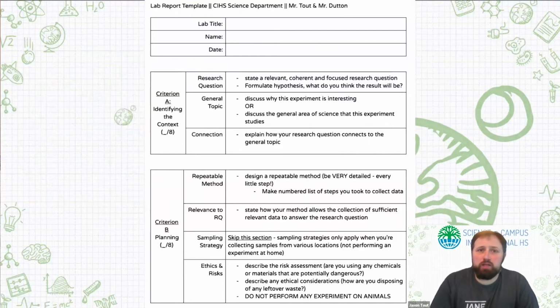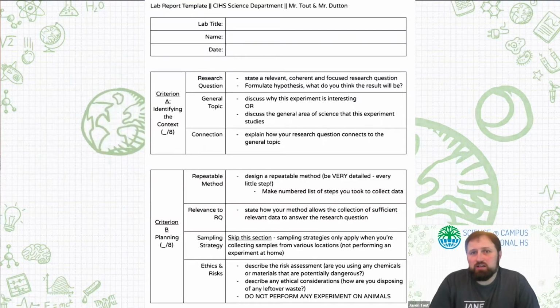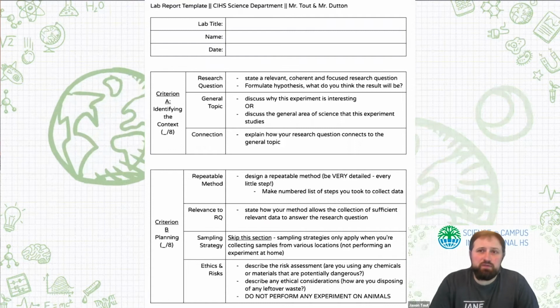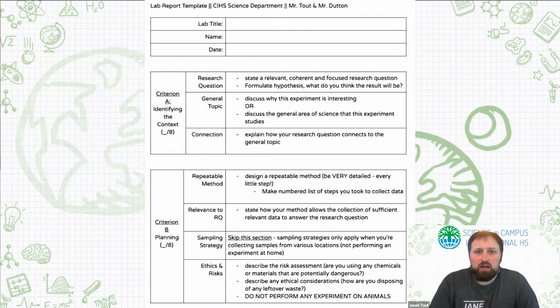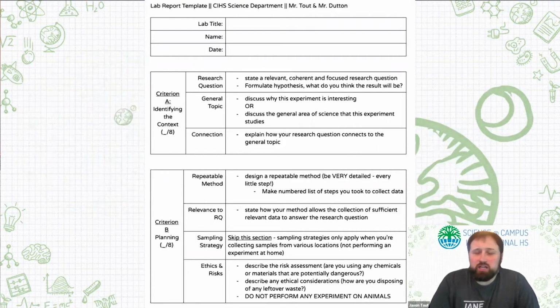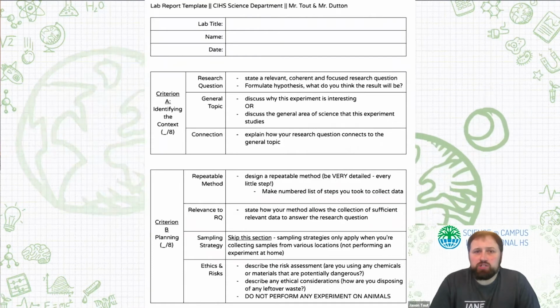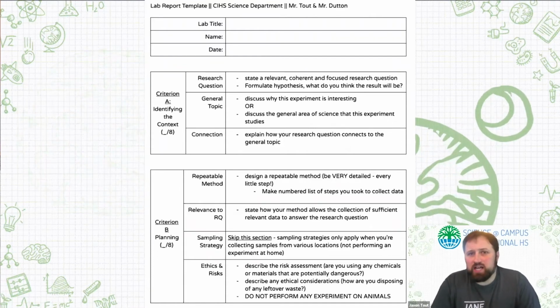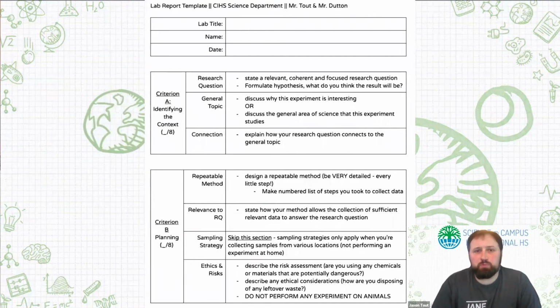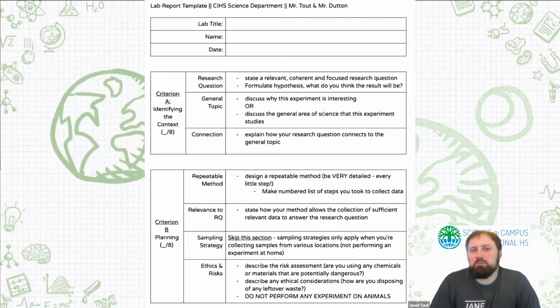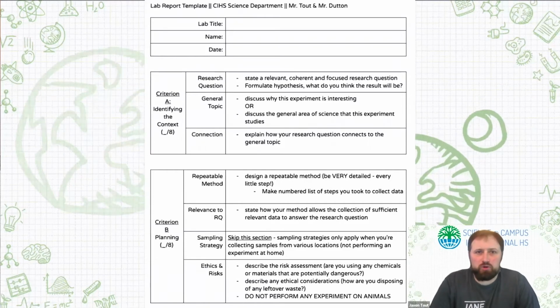You do want to formulate a hypothesis in this section. That is, think about it in terms of an if, then, because statement. You want to talk about what do you think will happen and why do you think it will happen. For general topic, what you want to do is discuss the area of science that this experiment is exploring. And what that normally means is you want to find one other resource.